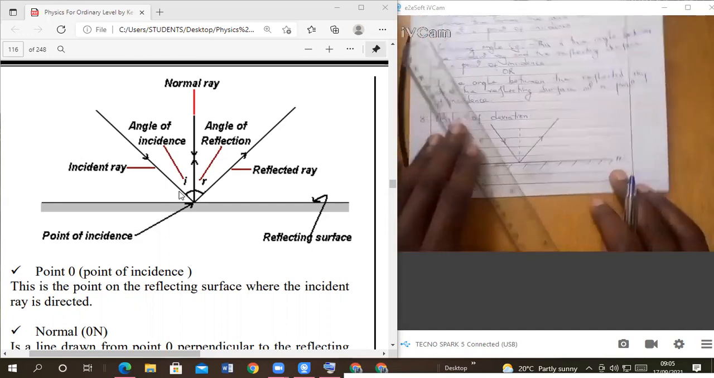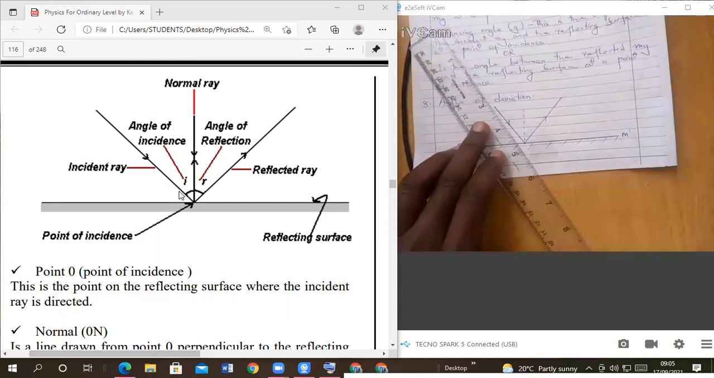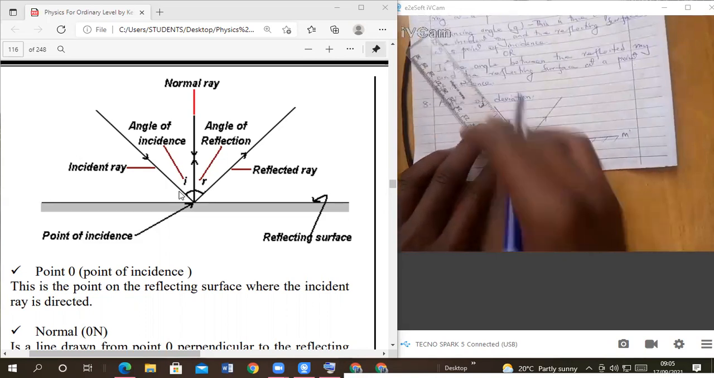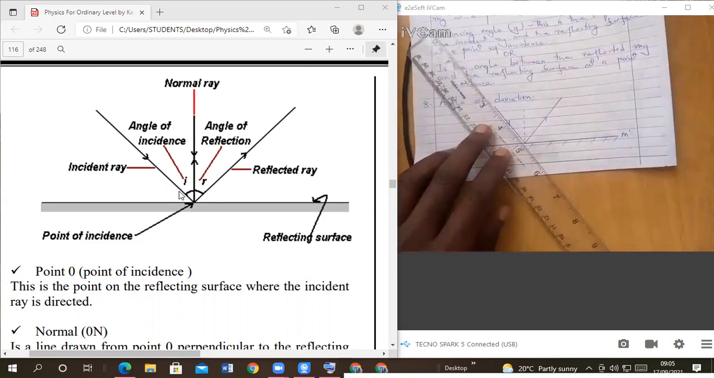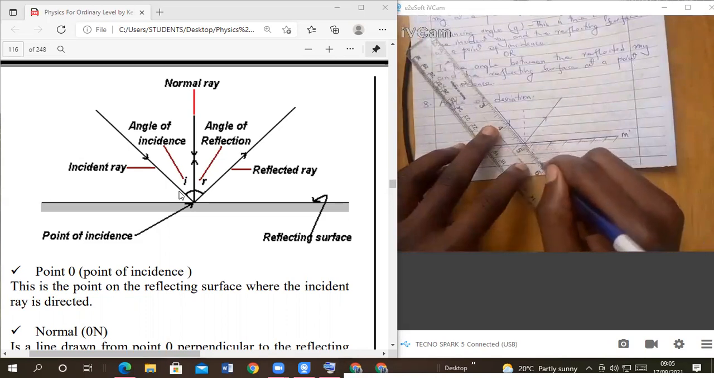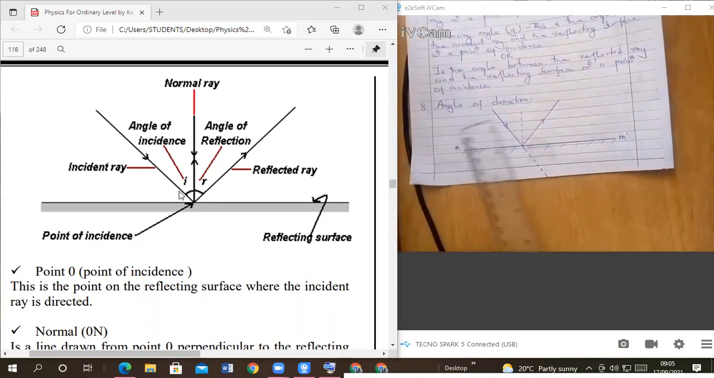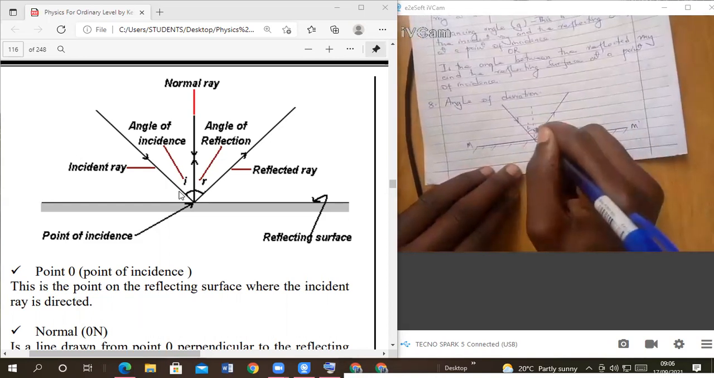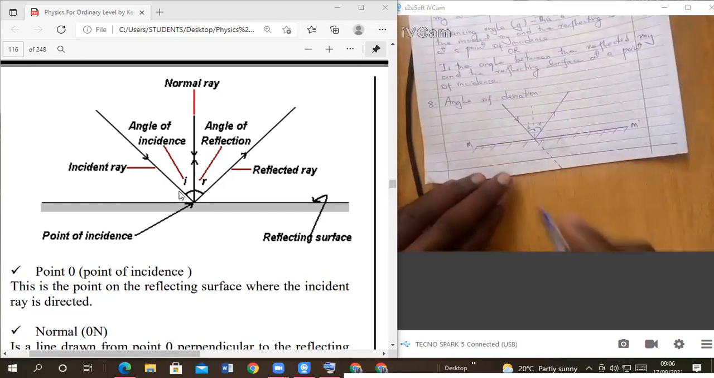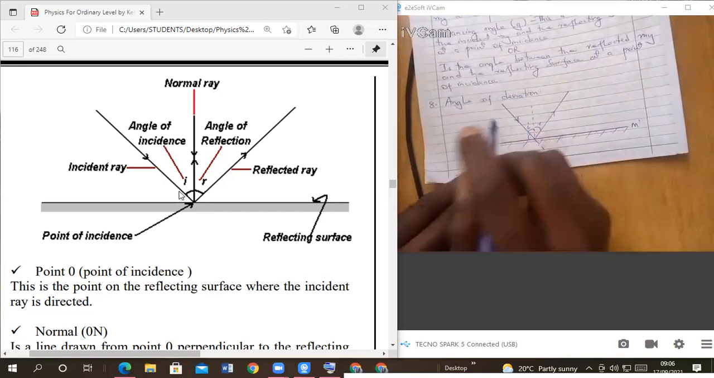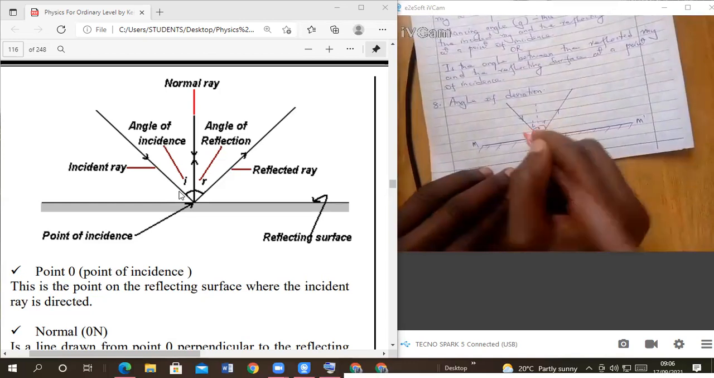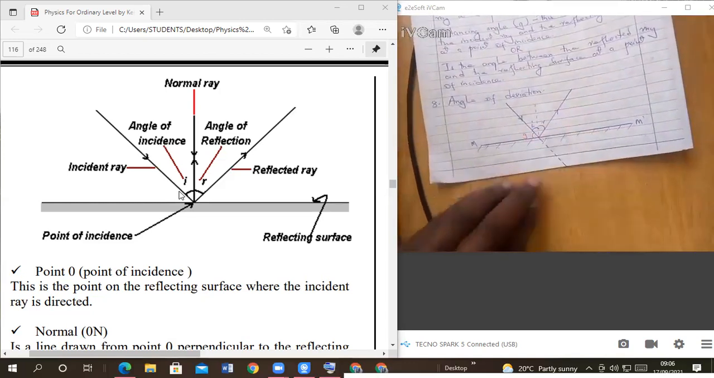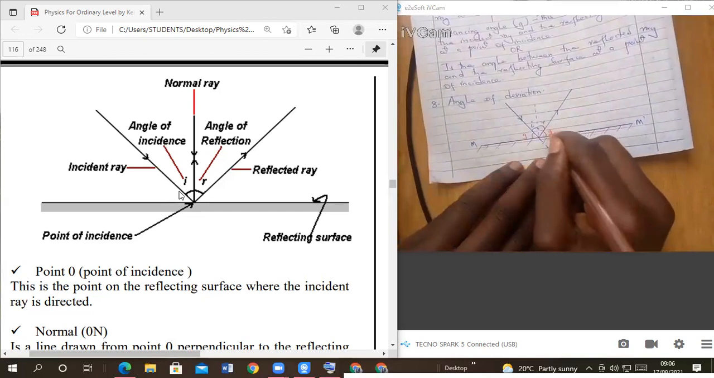Now, assuming there was no reflecting surface, this light ray will continue moving in a straight line. So I will produce this line like that. This angle here is what we call the angle of incidence. This angle here is called the angle of reflection. Then this angle here is called the glancing angle, and this one is also called a glancing angle.